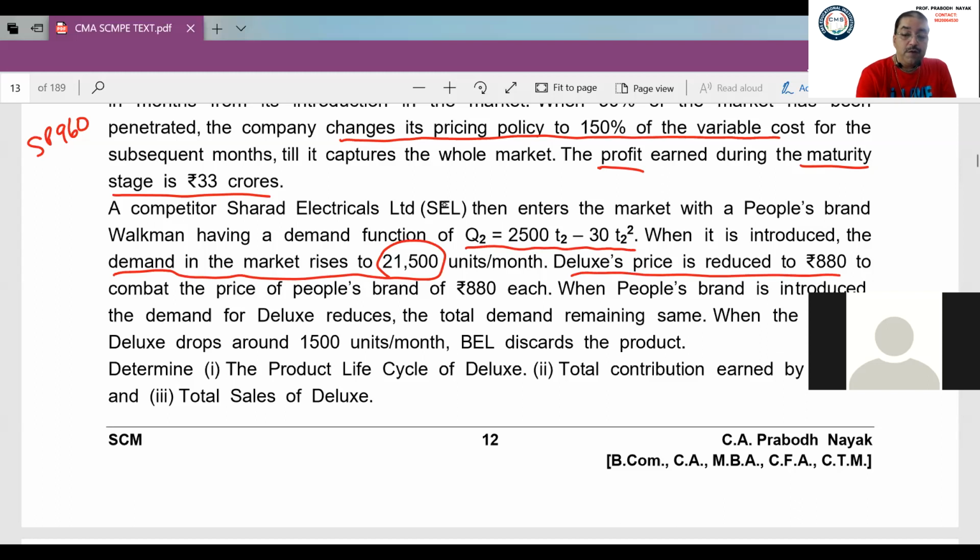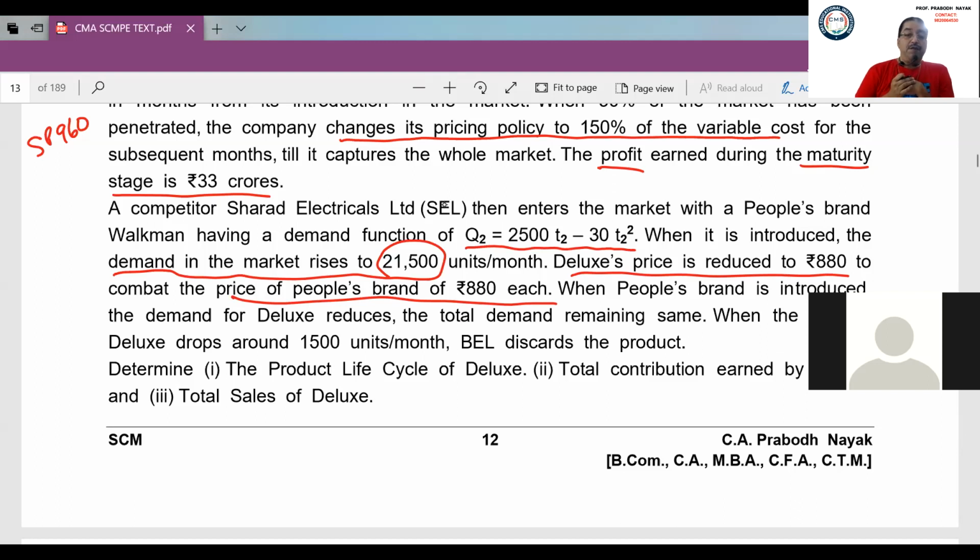Deluxe reduces its price to 880. Arey, we had started with 800. Then we increased to 960. We made profit because nobody was there. We increased the price to 960. Now the competitor has come. So now I have to reduce my price from 960. I bring it down to 880 to combat the price of People's Brand at 880. Why? Because my competitor is selling at 880. If I sell at 960, who's going to buy? So I reduce my price.